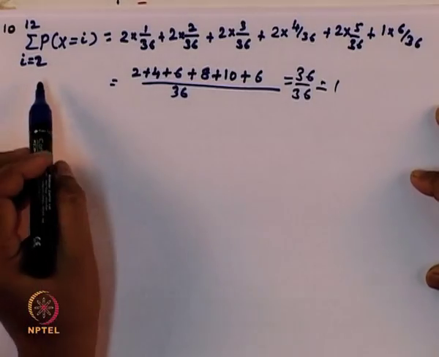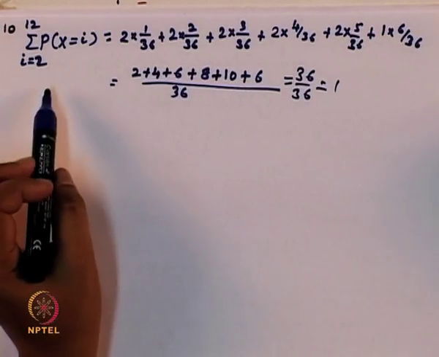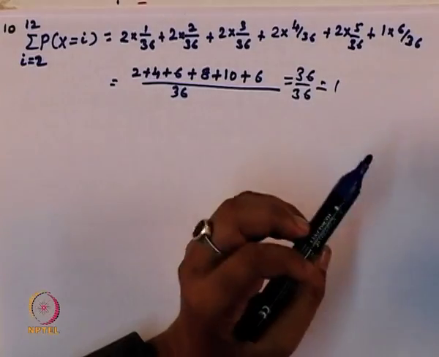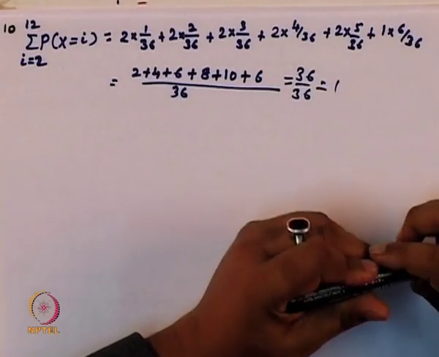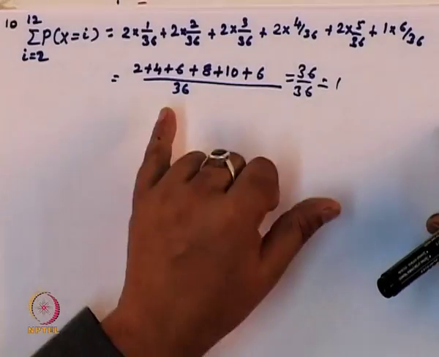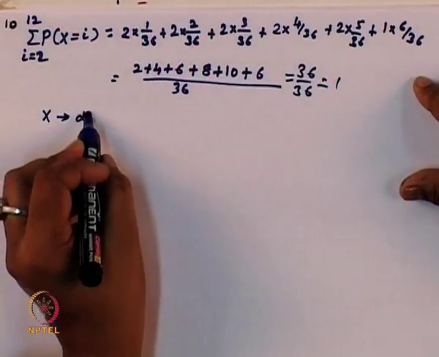So, what you see is that for a random variable, x in our case being a discrete random variable, I can determine that the summation of probability of x equal to i over the entire sample space is equal to 1. So, you can define any random variable, and in this particular case x is a discrete random variable.